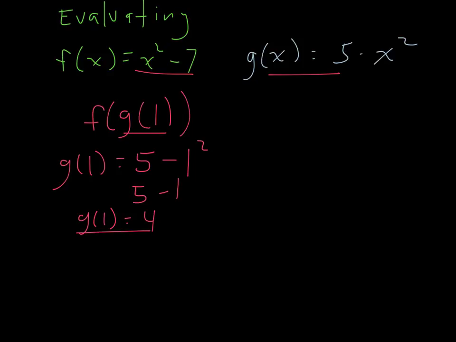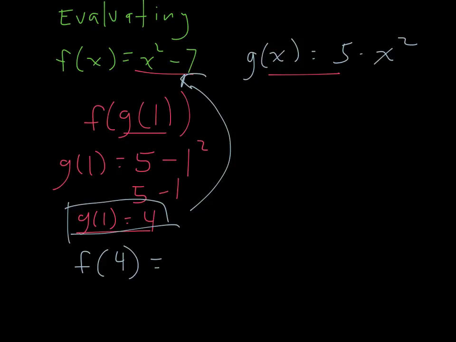If g of 1 is 4, then the next step, I'm asked to find f of g of 1. Well, g of 1 is 4, so now I'm finding f of 4. So I'm taking the output from the inside function and putting it into the next function. For f of 4, I'm going back to my f of x function, plugging 4 in. 4 squared minus 7. That's 16 minus 7 to get 9.